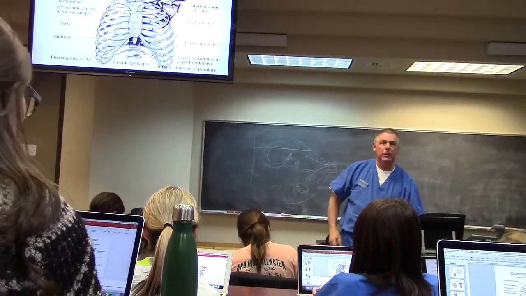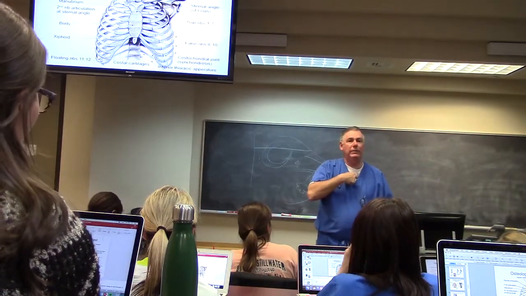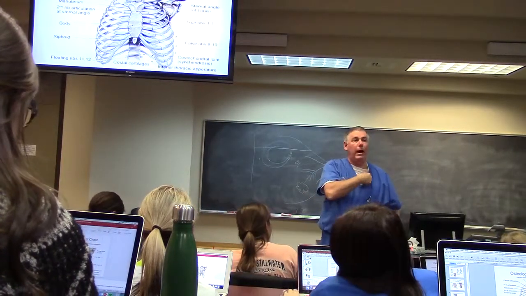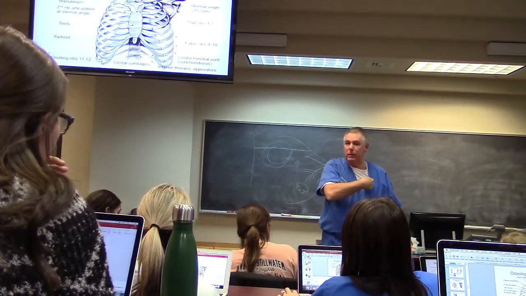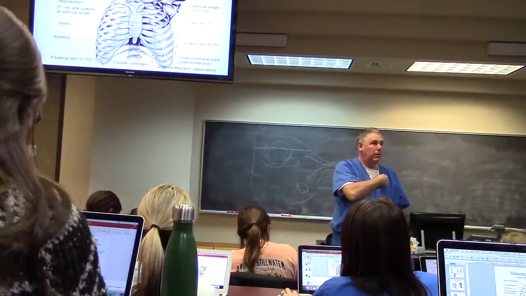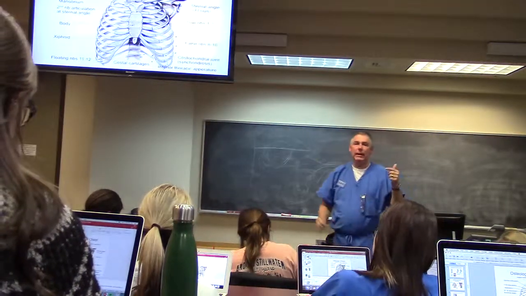Show me where it is. Put your finger on the angle of Louis, feel the rib that attaches there, that's the second rib. You follow it out to the midclavicular line and drop down into the intercostal space. That's where you go. So always remember, second rib attaches at the angle of Louis.